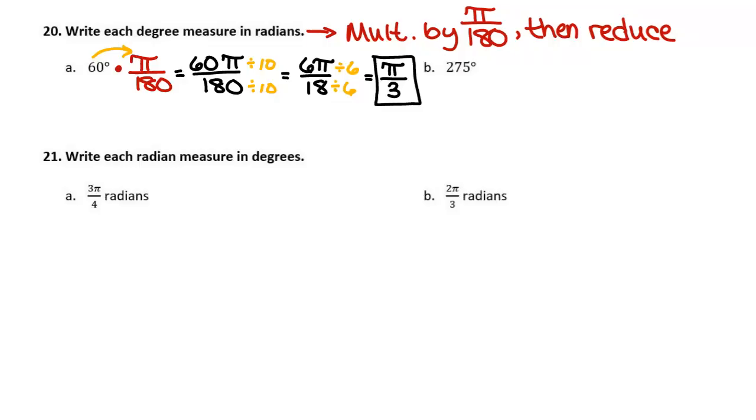You follow that exact same process for part B. You're going to times it by pi over 180 first. You take the 275 times the pi, so it ends up in your numerator. So you'd have 275 pi over 180, and then you go about the process of reducing that fraction down.